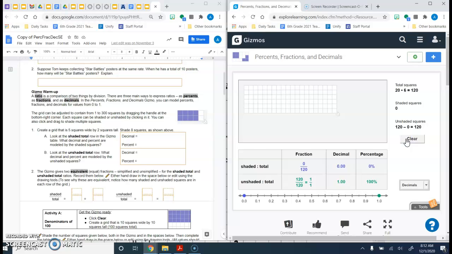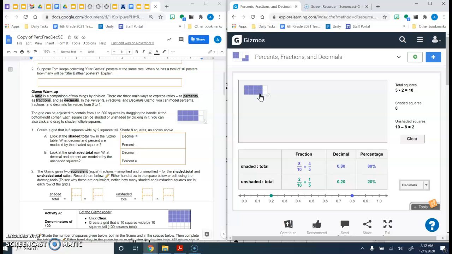So to begin this gizmo for number 1, it tells you to create a grid that is 5 by 2. So 5 wide, 2 tall. So there's my 5 by 2, okay? And it asks you to shade in 8 squares, and it shows you a picture here to show you what it wants it to look like. So there we go. We've shaded in our 8 squares.